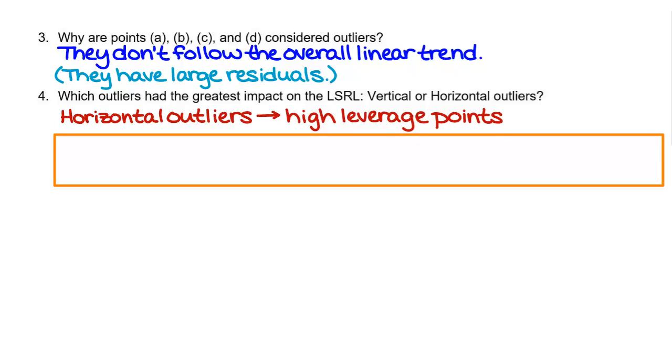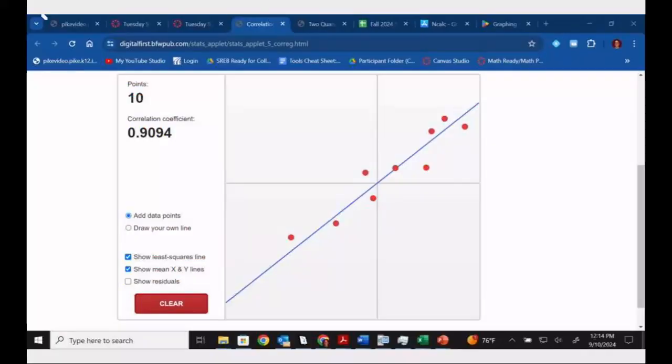High leverage points. You guys have all learned about simple machines in science class, right? Levers and pulleys and all of that. So when we're talking about high leverage points, I literally want you to picture in your mind a lever with a fulcrum on it. That point on our least squares regression line, X bar, Y bar, acts like the fulcrum. It's the center of mass for our line.